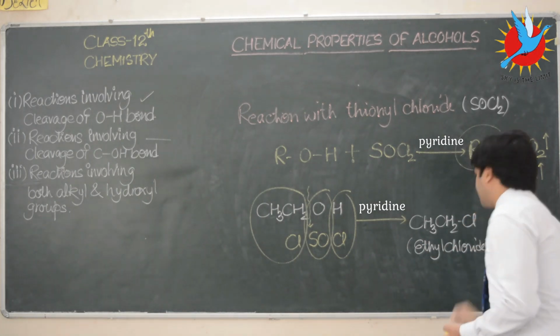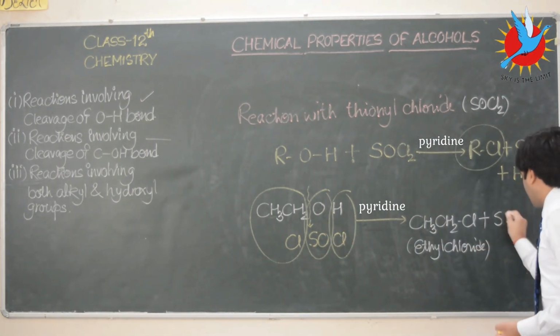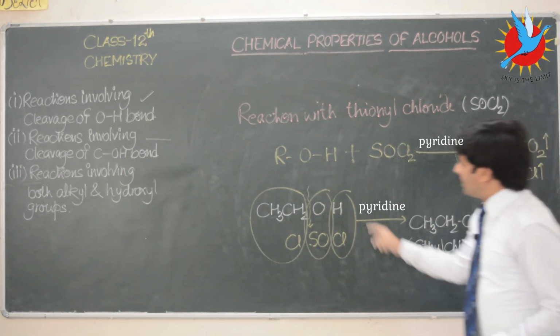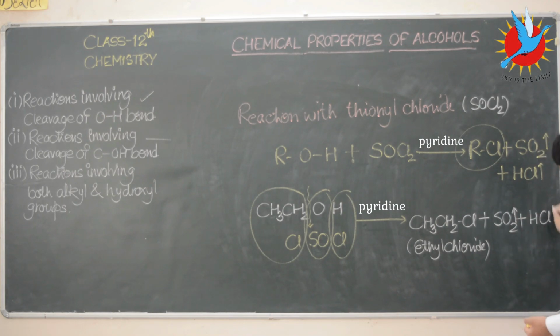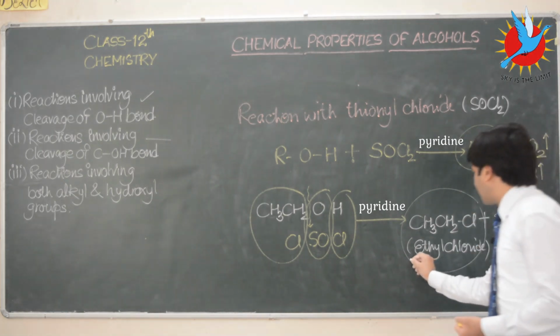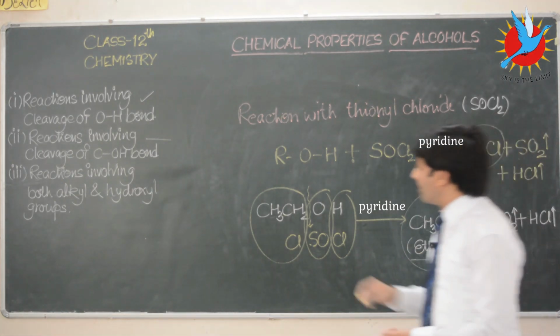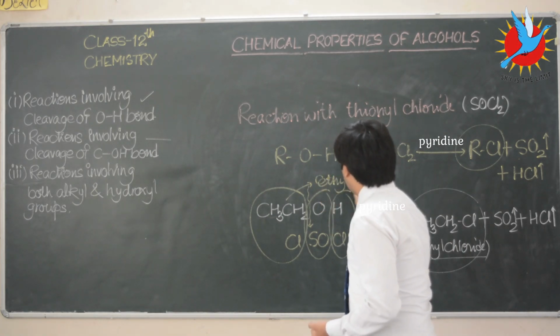Along with it, the other products will be SO2 and HCl. So both SO2 and HCl are in the form of gas. That's why this is a very good method for the preparation of alkyl halide from alcohol, and the name of this alcohol is ethyl alcohol.